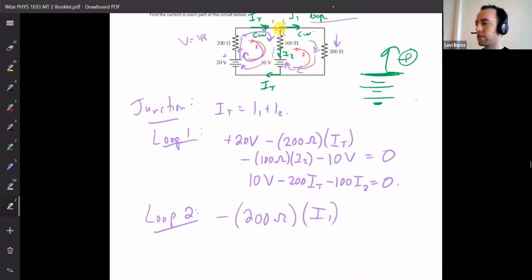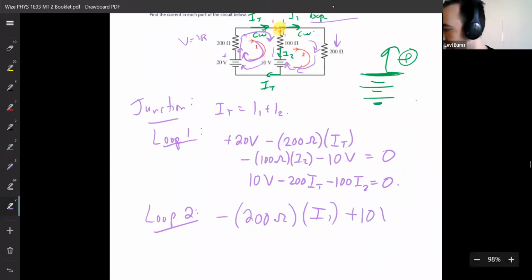Or the other way to think about this is we're still guessing I2 is still going the wrong way through the battery. That's our guess. But it's our loop right now, because we have a clockwise loop, we have a loop that's actually going the opposite direction. So even though we're guessing that this battery is being used the wrong way, our loop is currently going in the opposite direction of our guess for I2. So in this case, we actually get positive 10 volts.